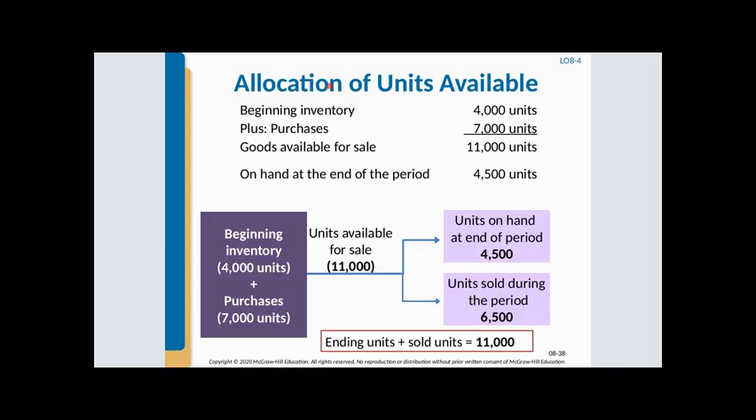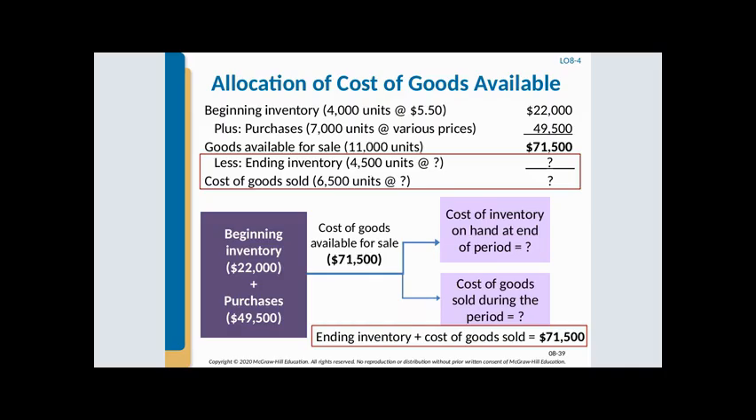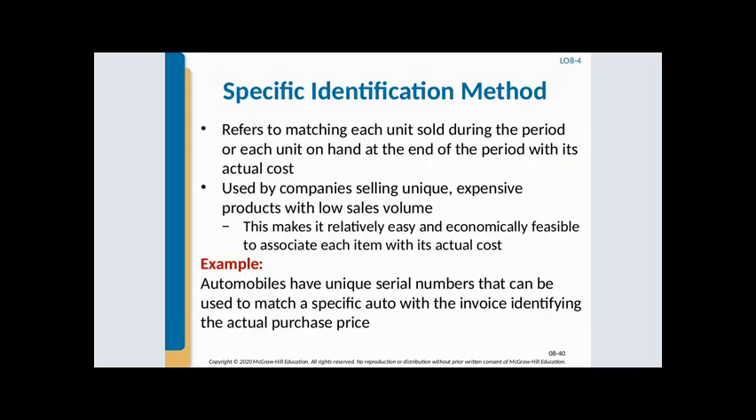So we have here an example. Our beginning inventory is 4,000. We add the purchases, and that's our goods available for sale. So the whole world of units is 11,000. And then at the end of the period, we have 4,500 remaining units in our inventory, and we sold 6,500. So we have to find a cost for the units that are remaining in our inventory on the balance sheet and the units that were sold and will be reported on the income statement. Okay, so we need to find a cost for these.